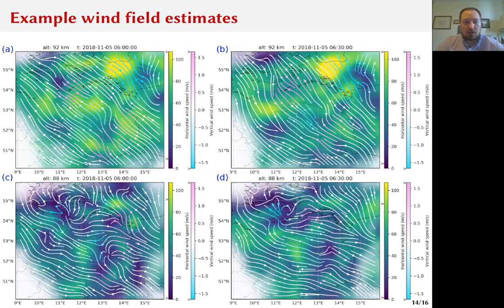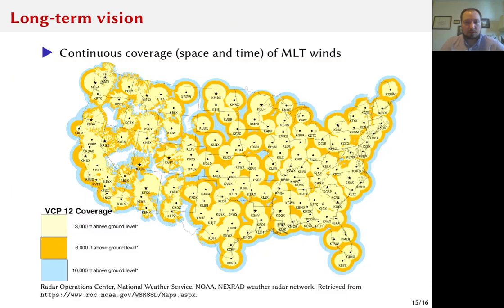And so here's just an example of what the wind field estimate outputs might look like. We can see we can do slices in altitude and in time. So this is at 2 different altitudes, 88 and 92 kilometers, and this is 2 different times, 6 a.m. and 6:30 a.m. local time. We can see we can get a nice 3D estimate of the wind field that is much better than the single point averaged estimate of a traditional meteor radar.